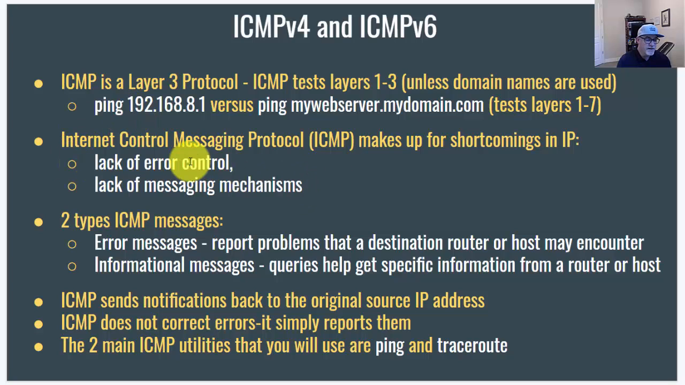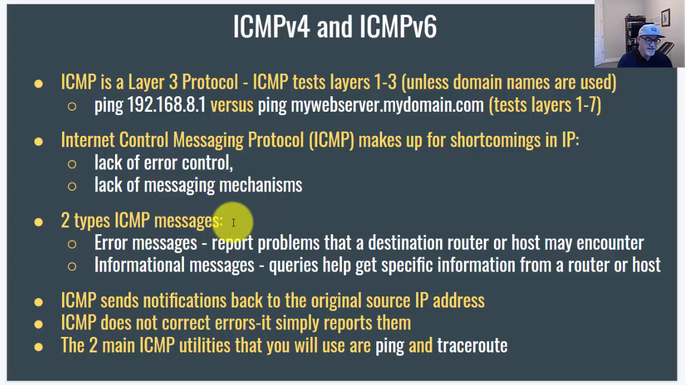Now, what about ICMP? ICMP, or the Internet Control Message Protocol, makes up for shortcomings in IP. IP is a best effort protocol that does not include reliability mechanisms. IP is basically IP addressing and the IP packet, but it doesn't have error control and it has a lack of messaging mechanisms. So ICMP is like a companion protocol that goes with IP, and it allows some error messaging and some informational messaging mechanisms.